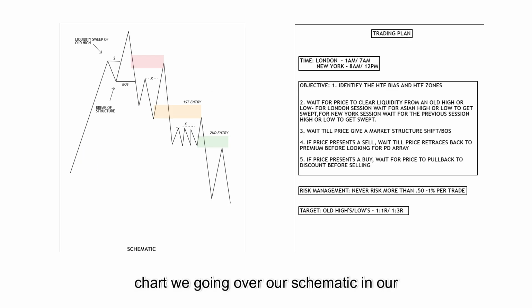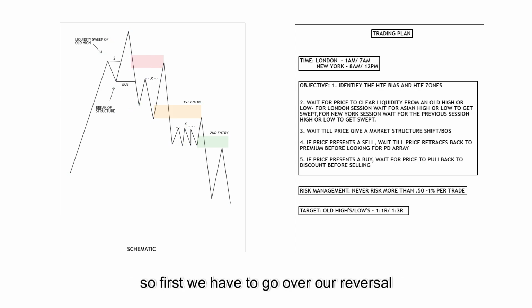Before we hop on the charts, we'll be going over our schematic and our trading plan for this continuation strategy. For this strategy to work, we have to go over our time, our objective, our risk management, and our target. So first and foremost, let's go over this schematic. This is a clean schematic. The chart will never look this clean, but the schematic will give us an overview of how it may look.